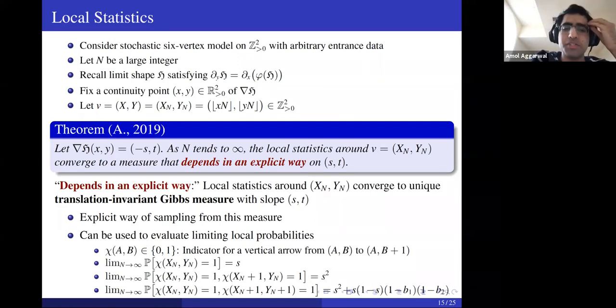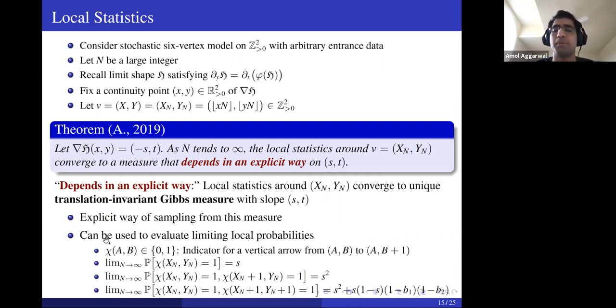I have not told you what an explicit way means. For those experts in probability, what I mean by depends in an explicit way is that the local statistics converge to the so-called unique translation invariant infinite volume Gibbs measure with slope s, t. If you don't know what that means, don't worry too much about it. But the point is that once I have a theorem like this, I can explicitly sample from this measure, and I can explicitly compute limiting local probabilities.